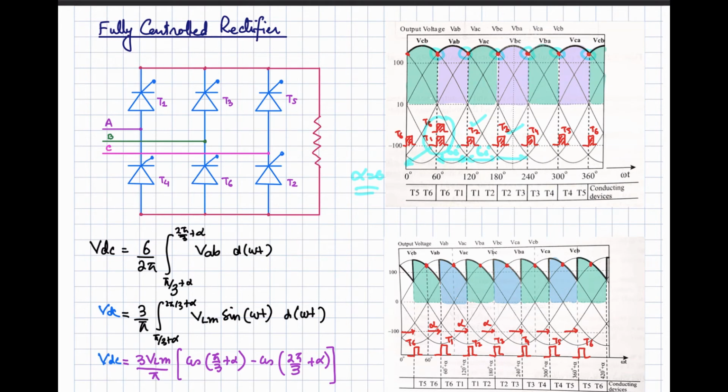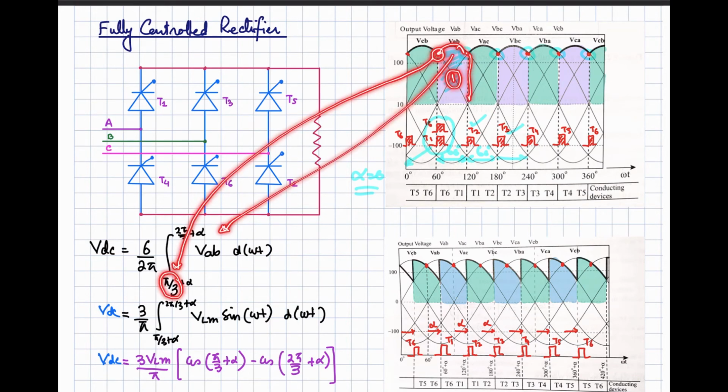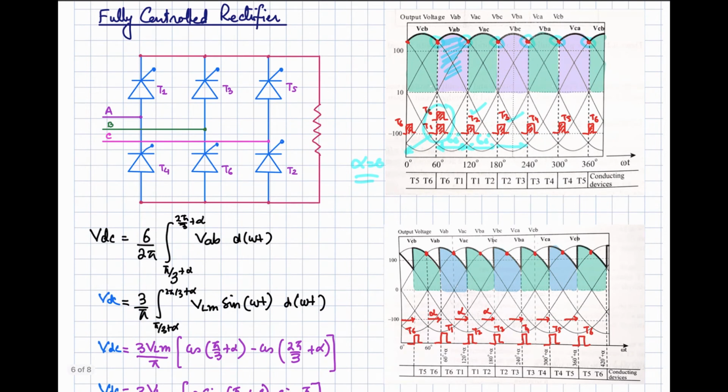And now how to find out the average output DC voltage? Let's consider only this part. If you look at this one, VAB is there, and the limits of integration will be from pi by 3 to 2 pi by 3 in the case of alpha equal to 0. But if you increase the firing angle, as you can see over here for 60 degrees, these are the reference points. So you apply the pulse to the first thyristor at this position, the second thyristor over here. So all the pulses are delayed by angle alpha, right?